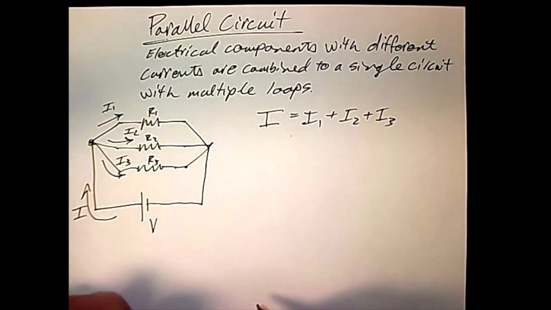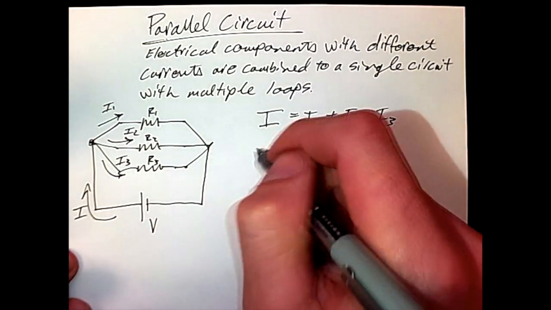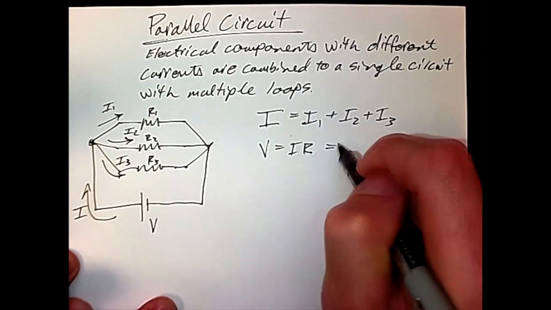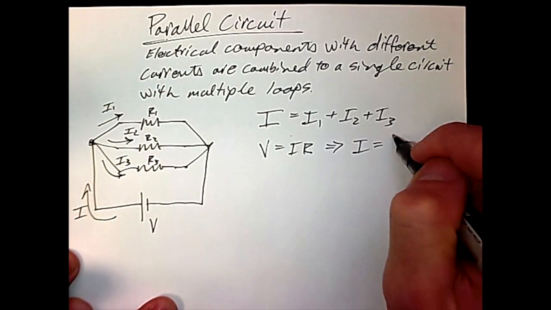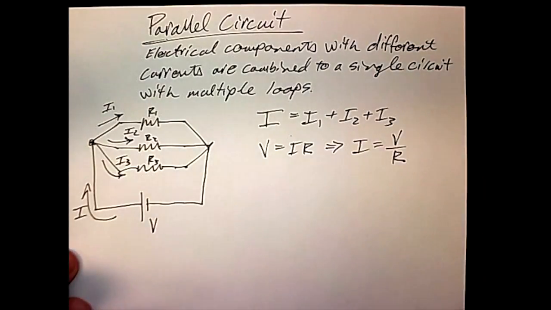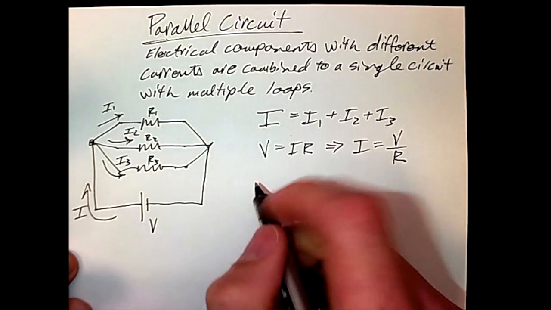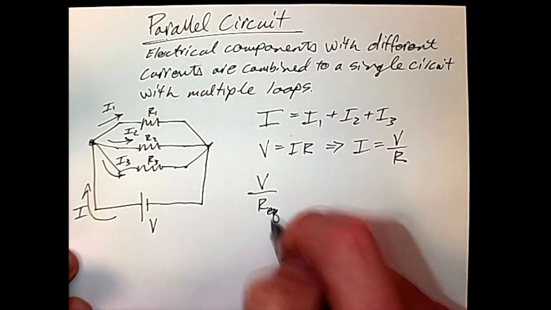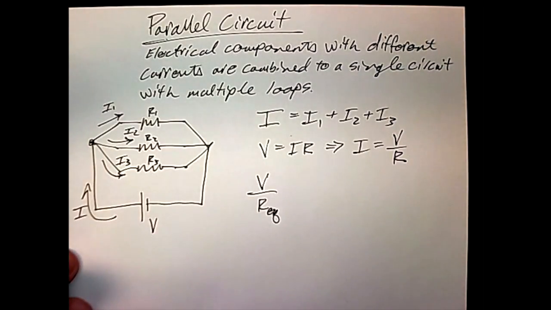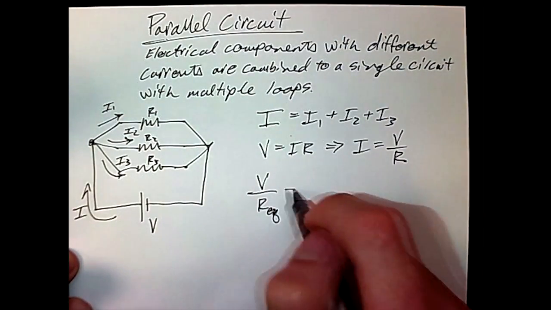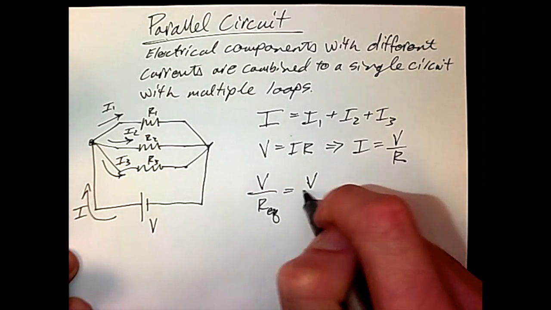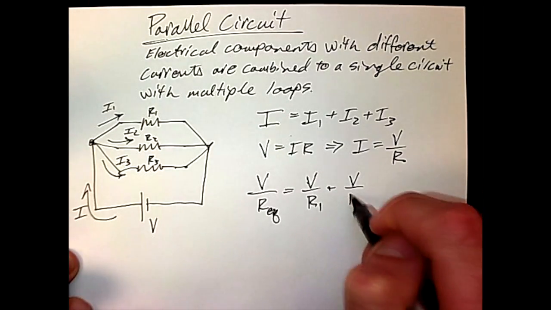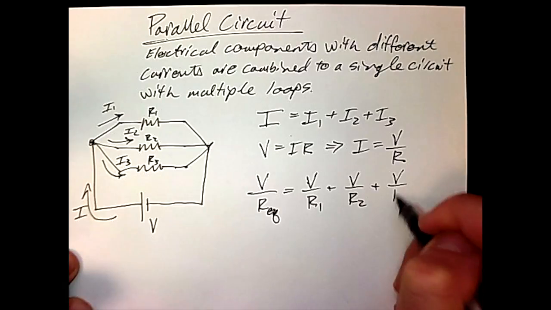And so combining this with Ohm's law, and the fact that V equals IR can be rearranged as I equal to the potential divided by the resistance, this statement can be rewritten as the total voltage divided by what we are now calling the equivalent resistance, or the total resistance of the circuit, is equal to the voltage divided by R1 plus the voltage divided by R2 plus the voltage divided by R3.